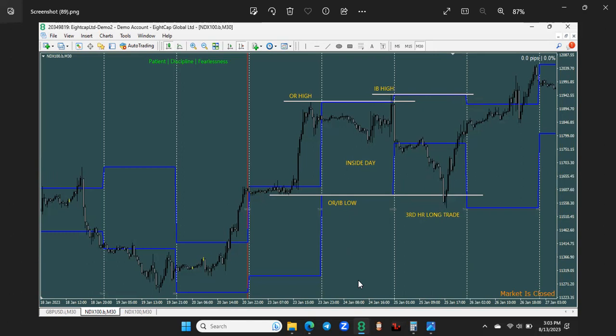So those are a couple of different variations that I've seen on how you can use the open range and initial balance. I hope that this video was clear for you guys. I hope that you guys get value out of this video.